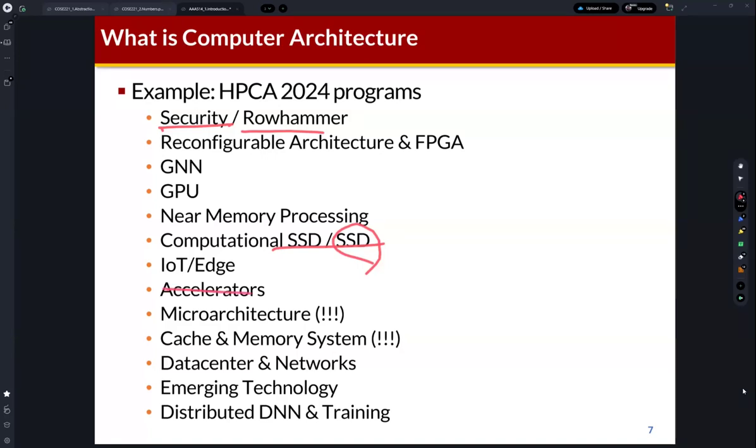And then IoT and edge accelerators are also kind of new, but not new recently. And then microarchitecture. Oh, I found some traditional topic names, microarchitecture, and cache and memory systems. It's also a traditional research topic. And data center, computer architecture also includes the data center and then network. So emerging, and DNN and training.